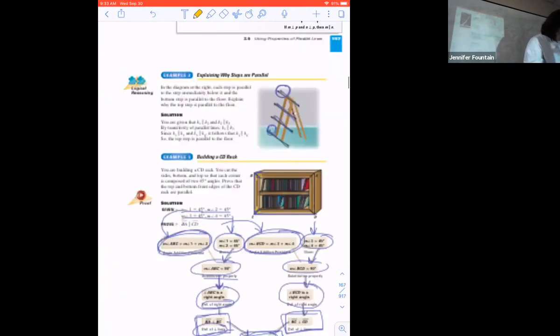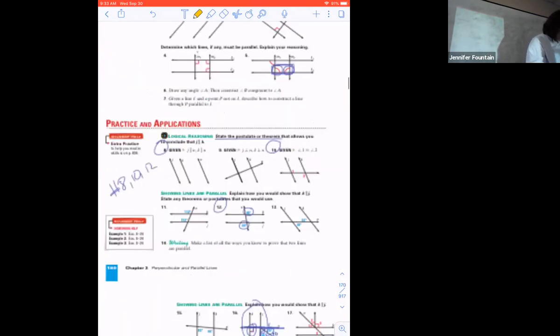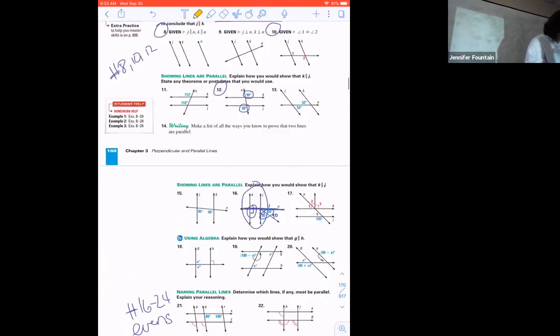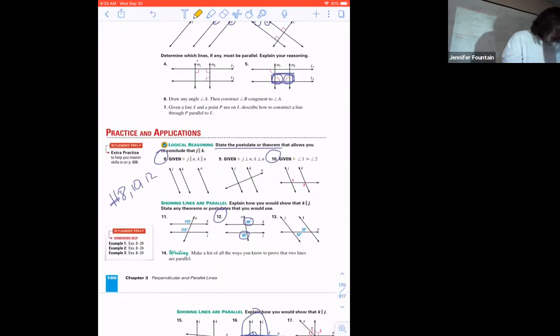Properties of parallel lines, moving along to page 160. We had 8, 10, and 12 on 160. Page 160 says state the postulate or theorem that allows you to conclude that J is parallel to K. Number 8 says that J is parallel to N, K is parallel to N. So how can we tell that J is parallel to K? Theorem 3.11: if two lines are parallel to the same line, then they are parallel to each other. Very good.